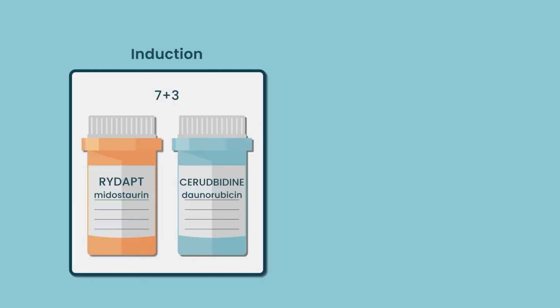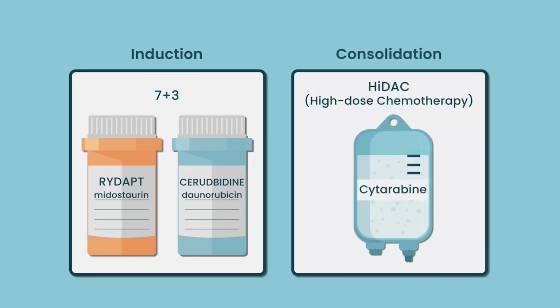So for example, in induction, it is given with 7+3, which is the standard induction backbone in the United States, and in consolidation, it'd be given with something we call HiDAC or high dose cytarabine. So those are the common drugs it's combined with.